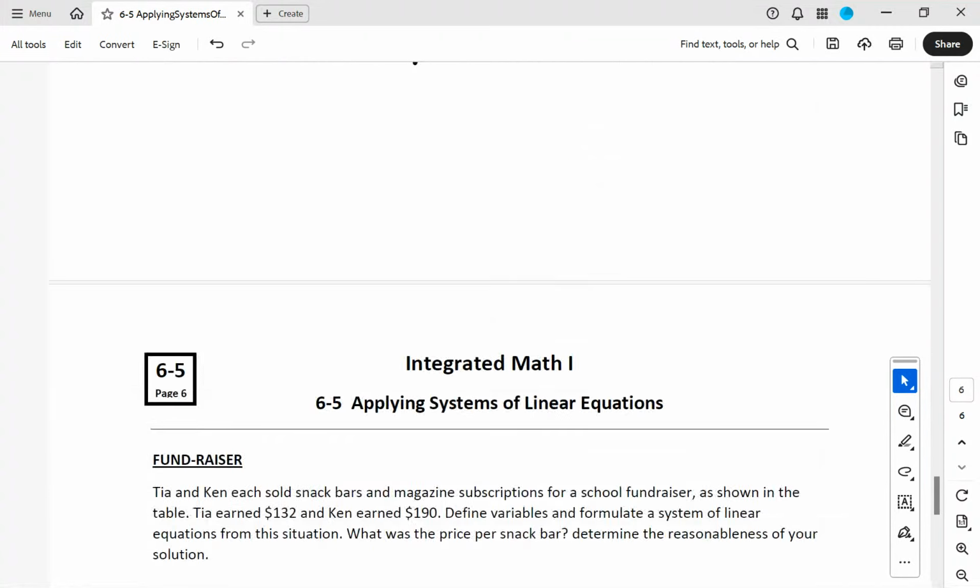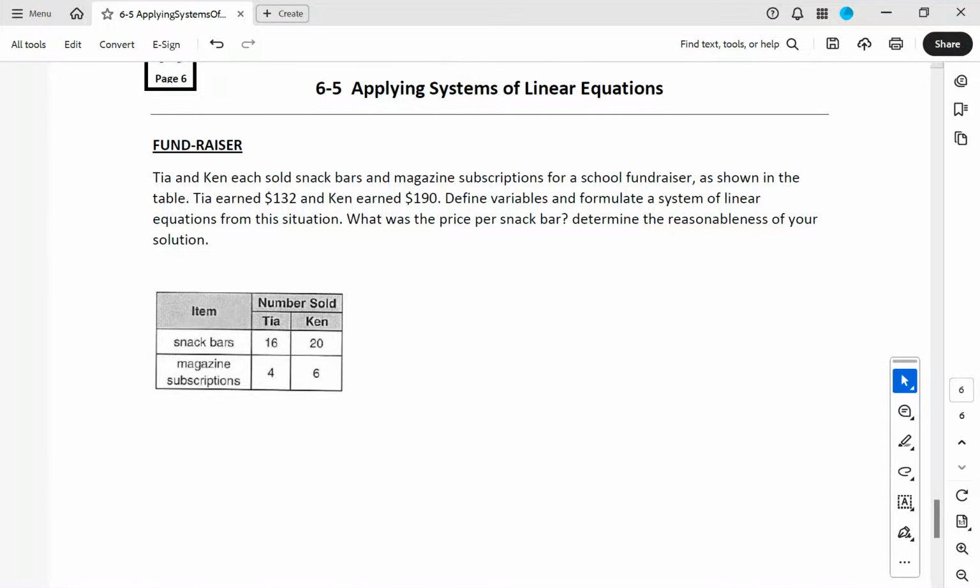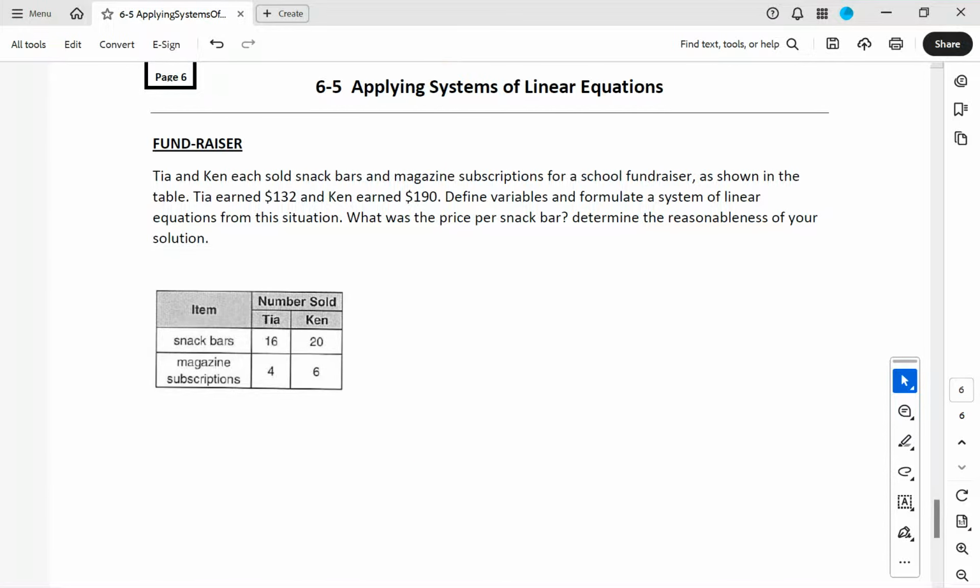All right, let's look at what would be our last problem of the examples here for applying systems of linear equations. So we have 2 people, Tia and Ken. They sold snack bars and magazine subscriptions for a fundraiser. Okay. Tia earned $132. Ken earned $190. So what else do we need? Define variables, formulate a system of equations, and what was the price of the snack bar? And was it reasonable? Okay, so variables.